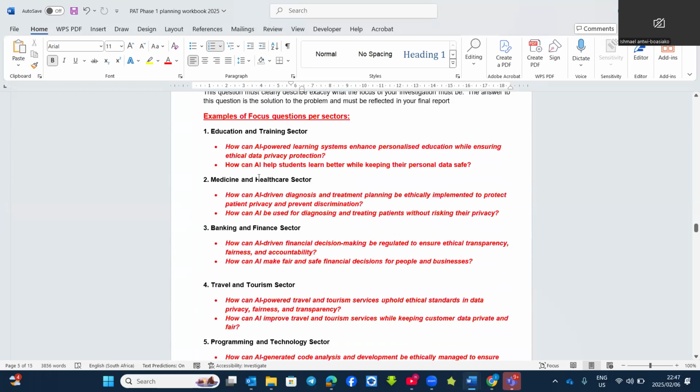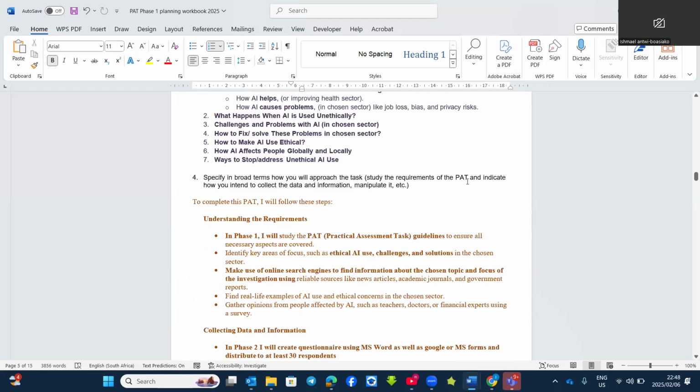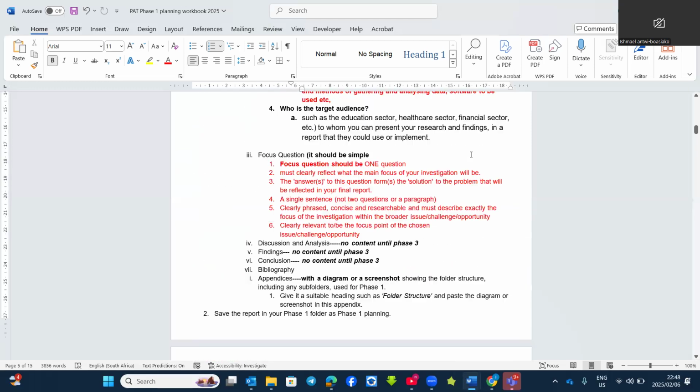For instance, here, how can AI help students learn better while keeping their personal data safe? So in this case, we are talking about education and training, learners learning, or you can say, how can AI help educators plan and then teach their lessons while keeping their data safe? So you have to be specific. And then for medical, you can also say, how can AI be used for diagnosing and treating patients without risking their privacy? So these can be some of the examples of the focus question.